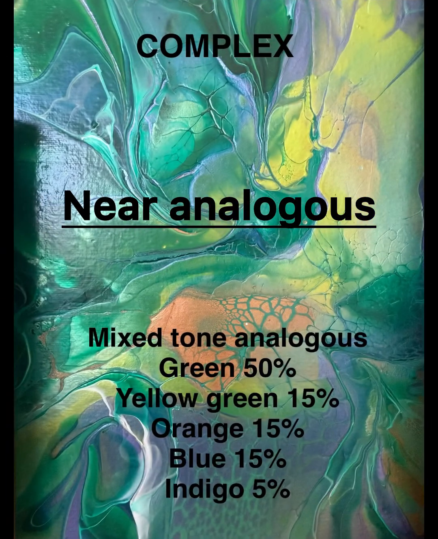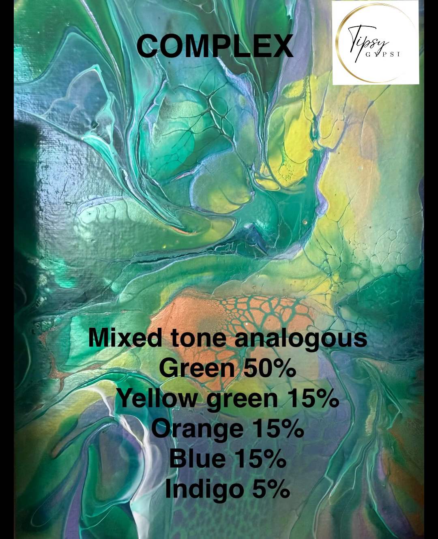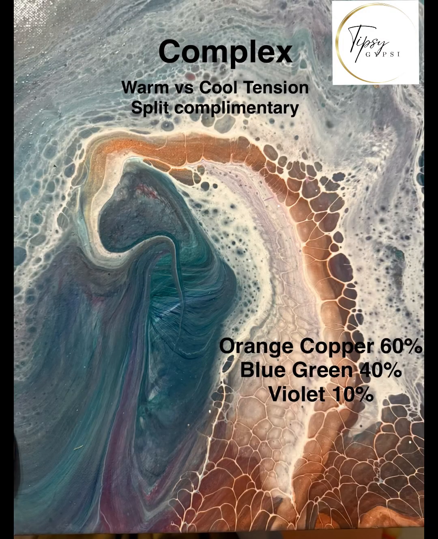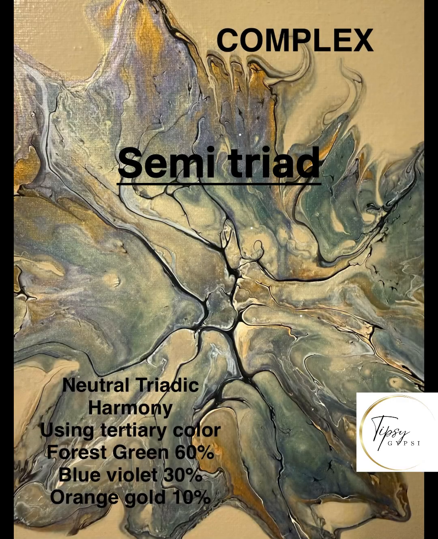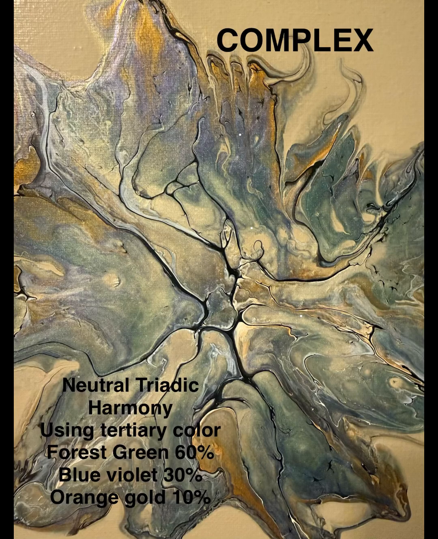Now let's do complex. Near analogous has an accent color. Complex, incorporating warm versus cool tension in your split complementaries. You have a semi-triad. This example is actually called a neutral triadic harmony for another class, another day. And it can be as complex or simple as you want it to be, but that's as far as I'm going to take you in this quick one.